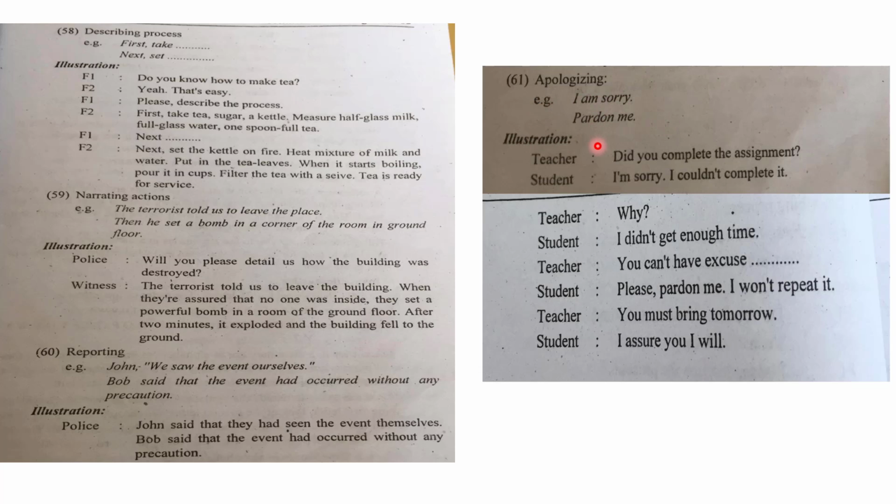The example that is given here is teacher asks, did you complete the assignment? Student says, I'm sorry, I could not complete it. So he's basically apologizing for not completing it, right? Teacher asks why. Student says, I didn't get enough time. Teacher, you can't have excuse. Student says, please pardon me, I won't repeat it. So again he's apologizing. A teacher says, you must bring tomorrow. Student, I assure you I will.